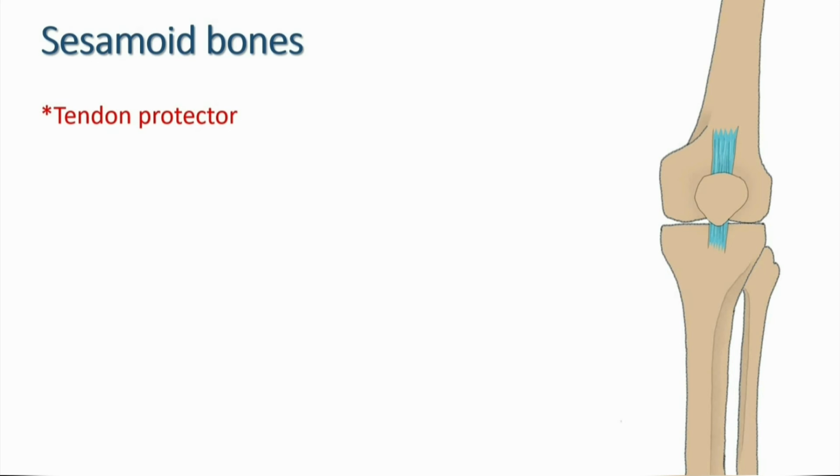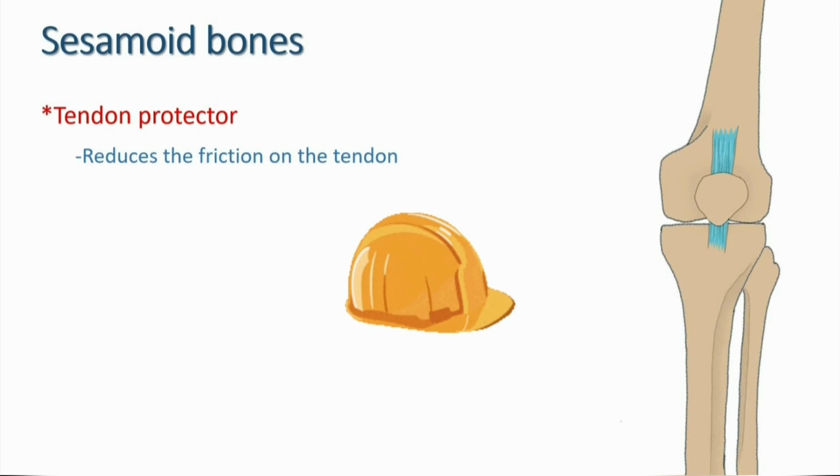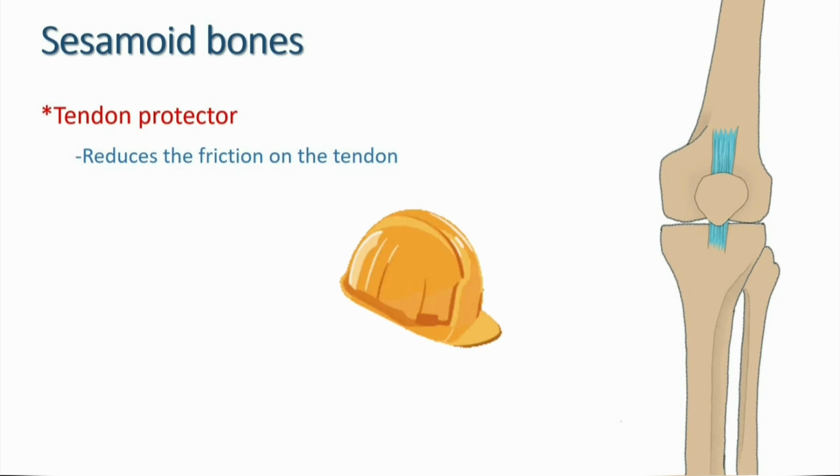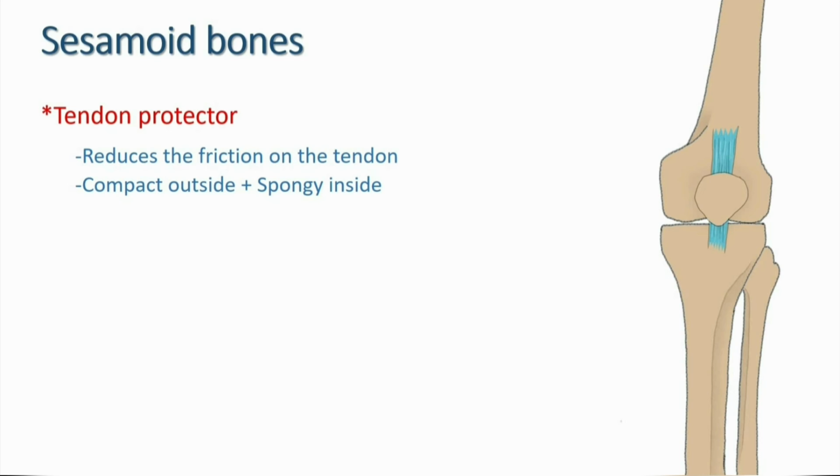This is basically how any sesamoid bone works. They protect tendons. They act like a helmet for tendons to reduce the damage and also to lower the friction taken by tendon. Per usual, these bones are made of compact bone on the outside and spongy bone on the inside, and again, they can contain some small amount of marrow.